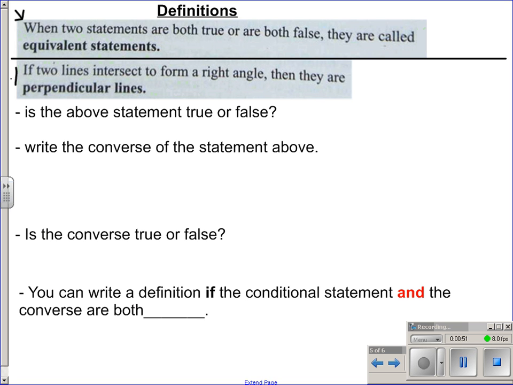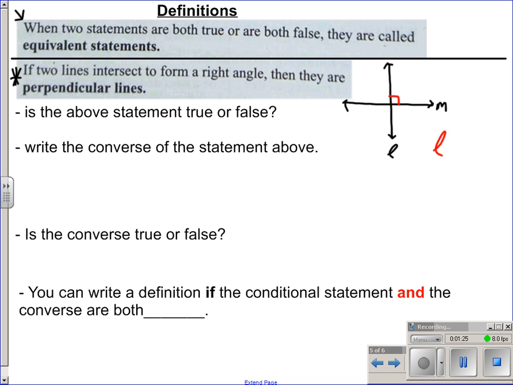Okay, so now, look in here. This is a definition. I definitely want you to add this to your notes. This is something that we're going to be using a lot throughout the year. If two lines intersect to form a right angle, then they are perpendicular lines. Line L and line M. If two lines intersect to form a right angle, remember that little square means it's a right angle, then they are perpendicular lines. So this is what you're looking at in a picture.